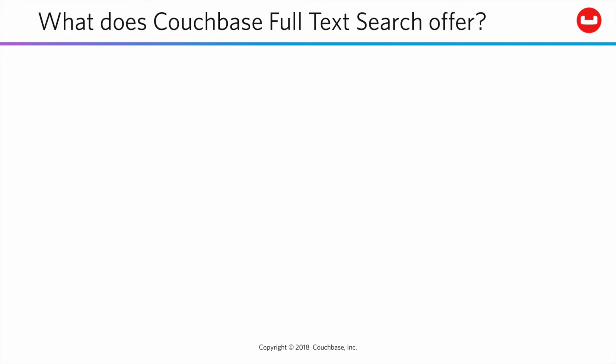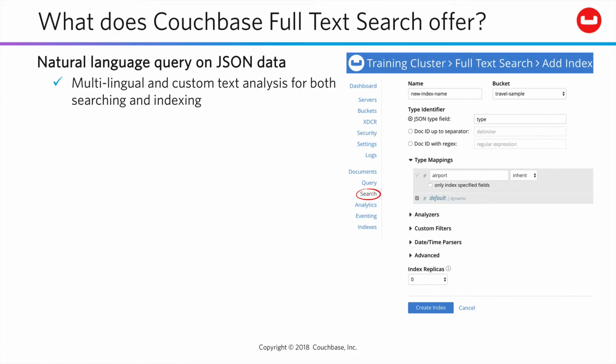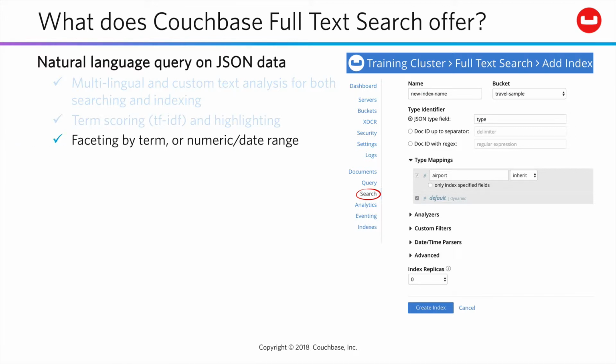Couchbase Full Text Search, which is based on the open source Bleve search engine, gives you natural language query capability for the documents you've already got sitting right there in your buckets. We provide multilingual and custom text analysis on both the search and indexing sides. We support industry-standard TF-IDF term scoring and result highlighting, as well as faceting by term or numeric or date range.